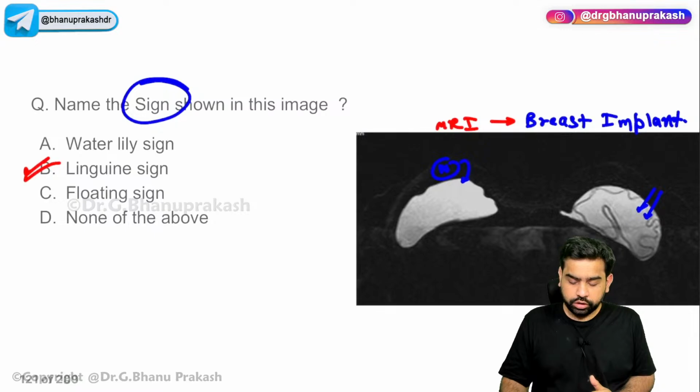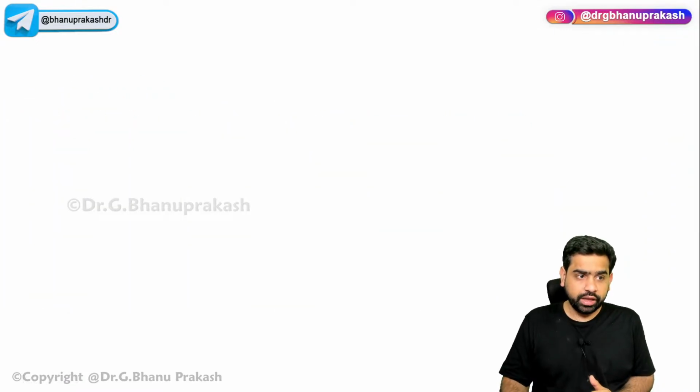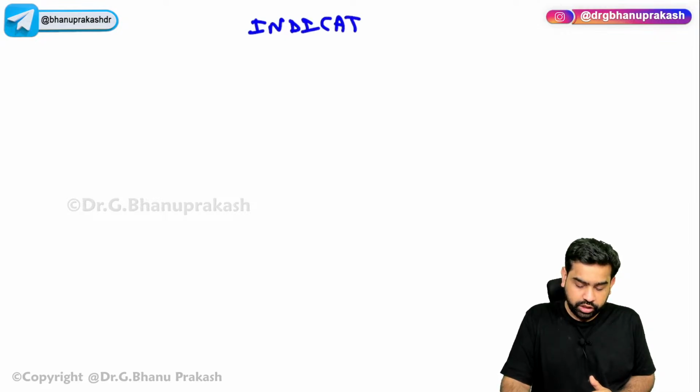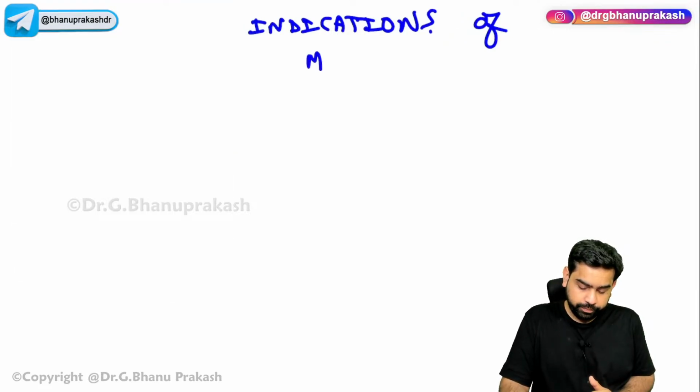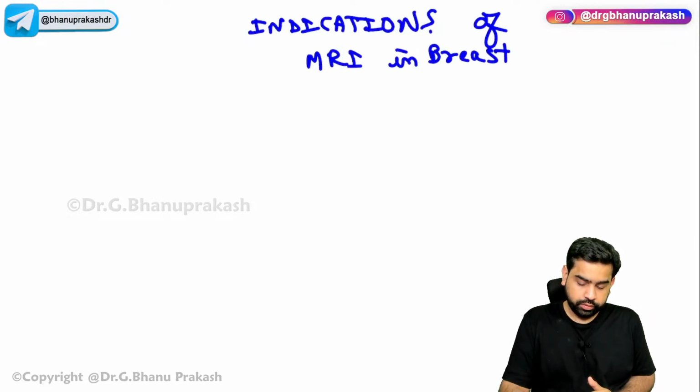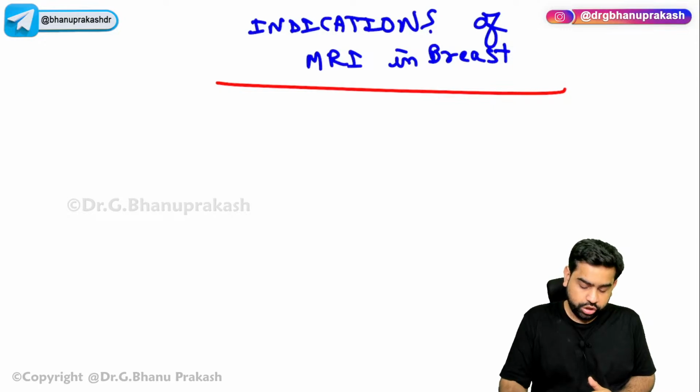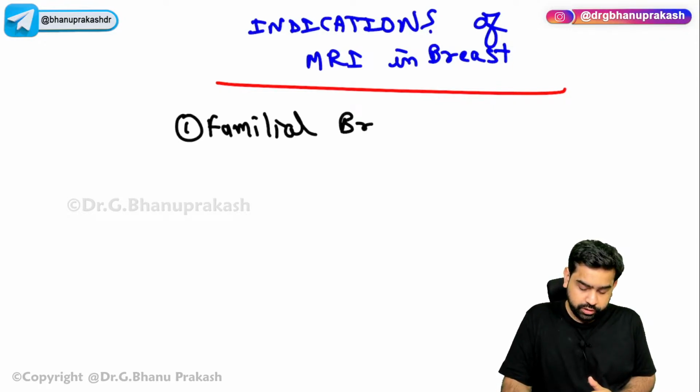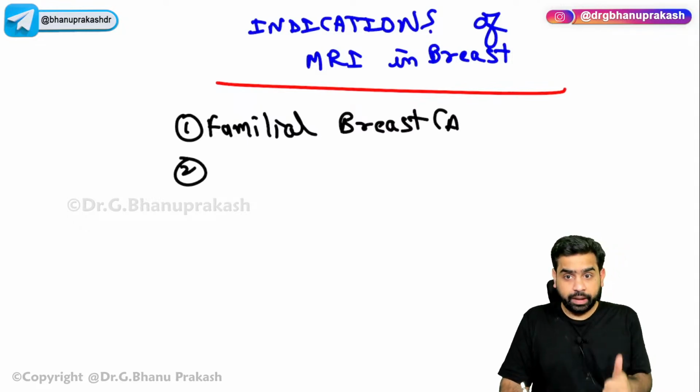Okay, now if I ask you what are the indications of an MRI in the breast? The indications of the MRI in the breast are familial breast cancer. Then what else? Okay, so first is the familial breast cancer.